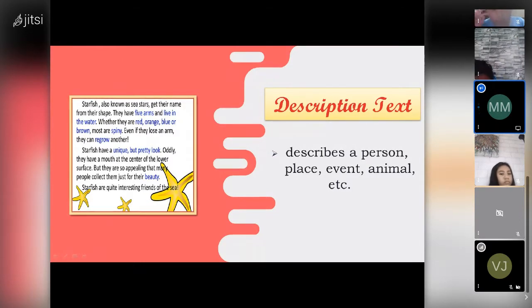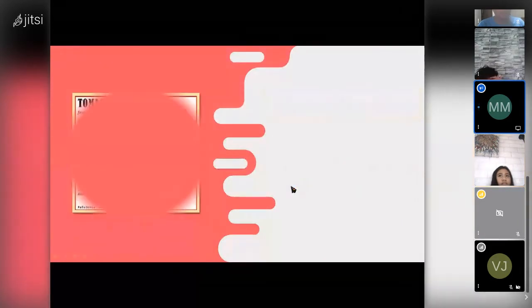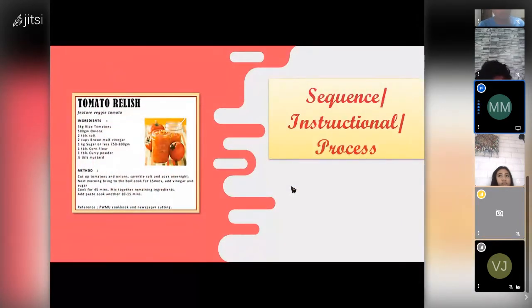Therefore, this text is an example of description text because this is purely describing a person, place, event, or animal. And in here, this is describing an animal because we are describing a, what are we describing? A starfish. Okay, starfish. That is description text. Next to description text is sequence or instructional process.